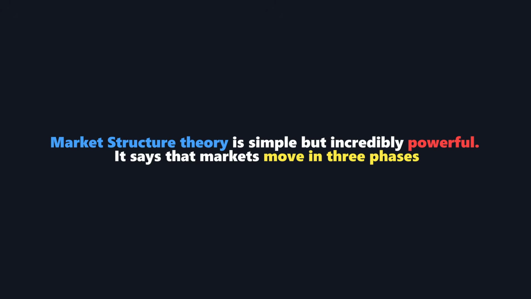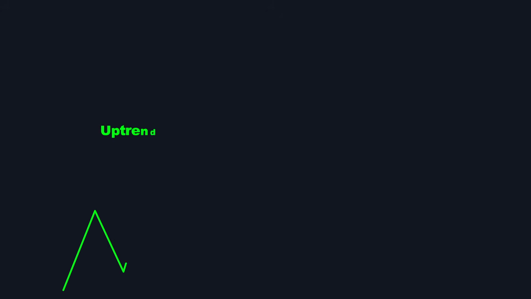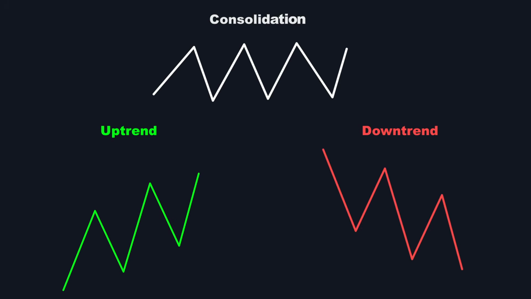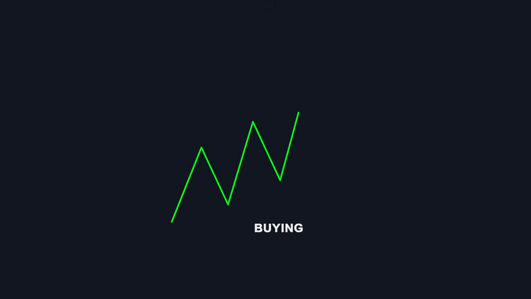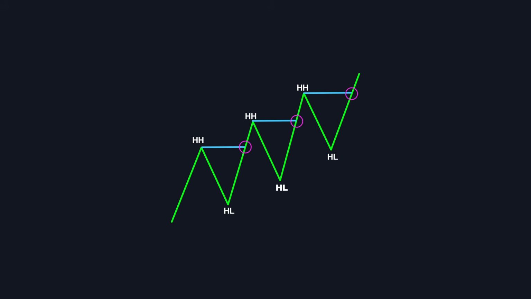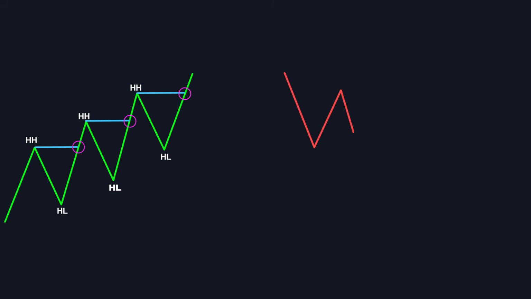Market structure theory is simple but incredibly powerful. It says that markets move in three phases: uptrend, downtrend, and consolidation, which is sideways movement where trading opportunities are limited. Let's break it down. In an uptrend, we're only interested in buying. Why? Because the market is making higher highs and higher lows. Every new high is above the previous high, and every new low is above the previous low. When the market pushes past a previous high, we call that a break of structure, or BOS, and it tells us the uptrend is continuing.